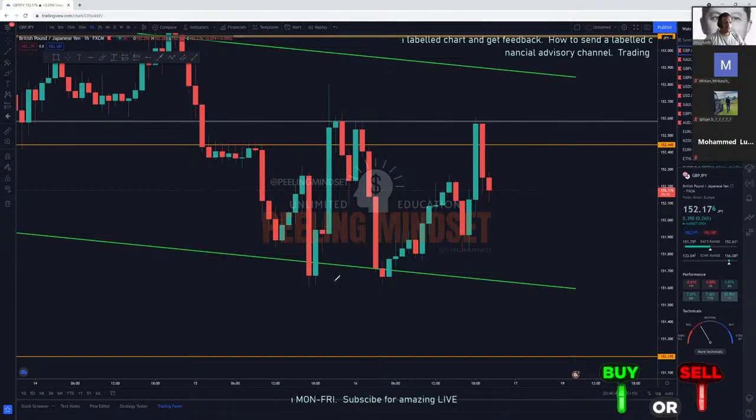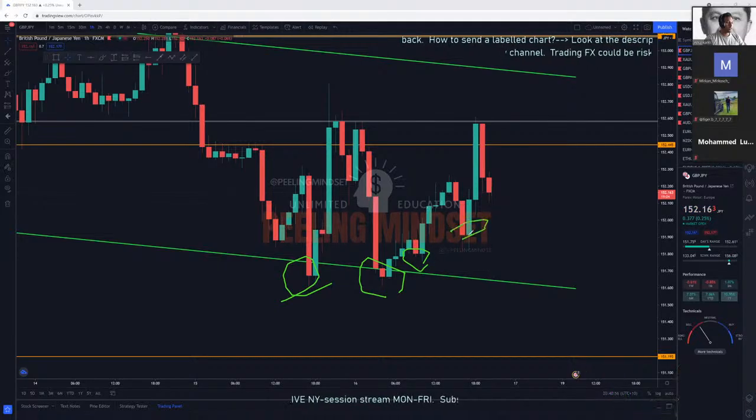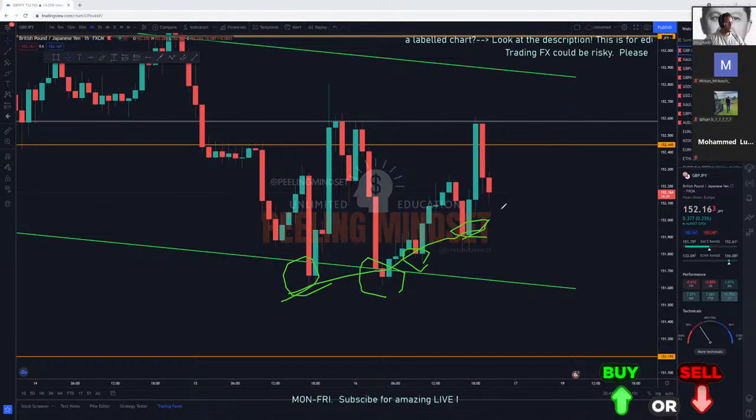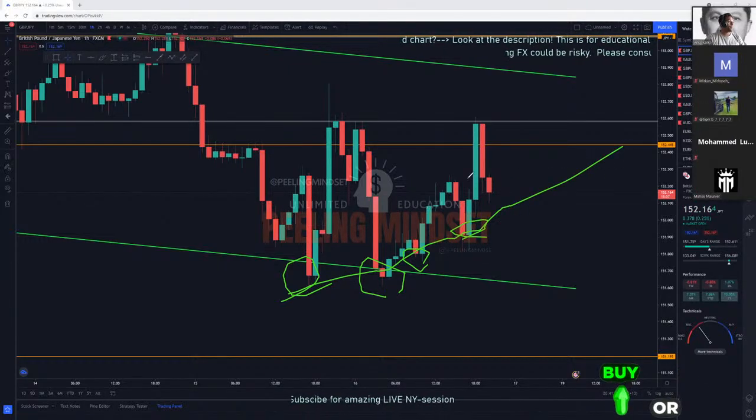Look at this. The rejections are getting higher and higher, so there's a higher chance for the price to move up. We have also broken that resistance, the most recent resistance right around here.